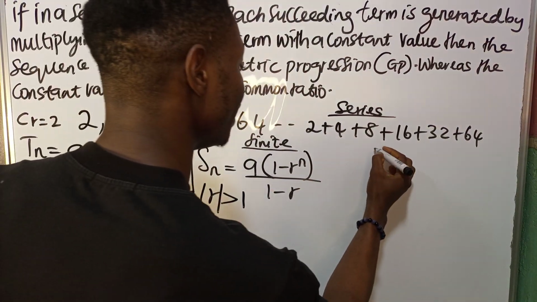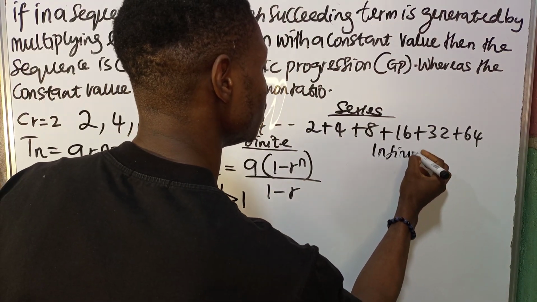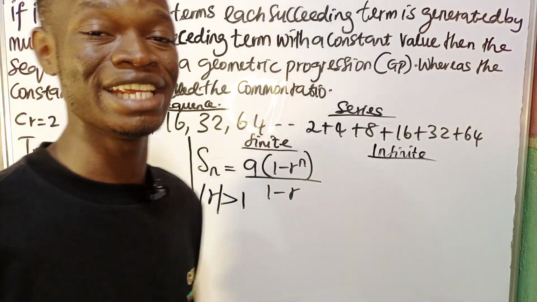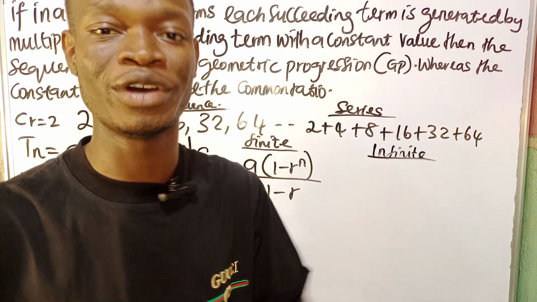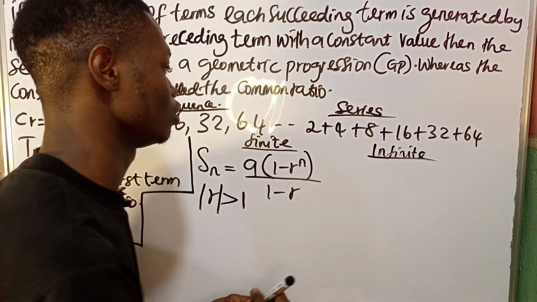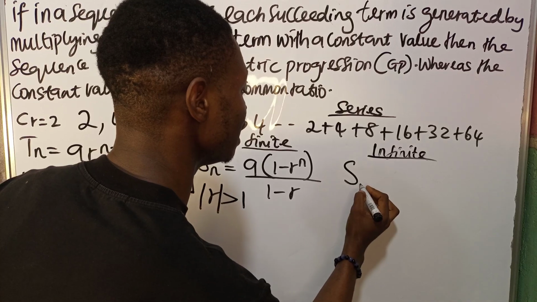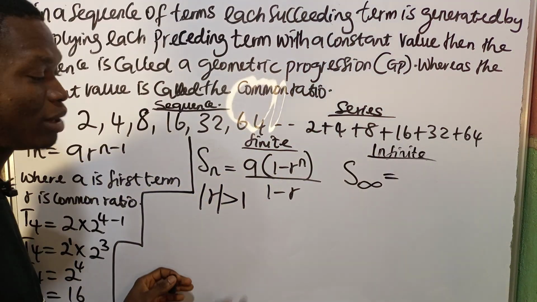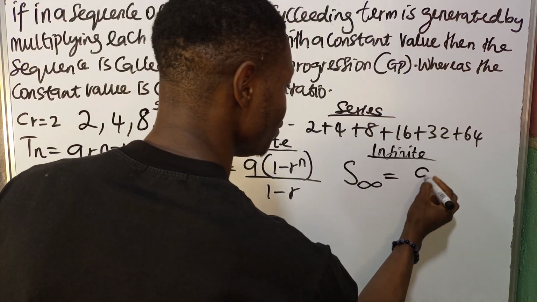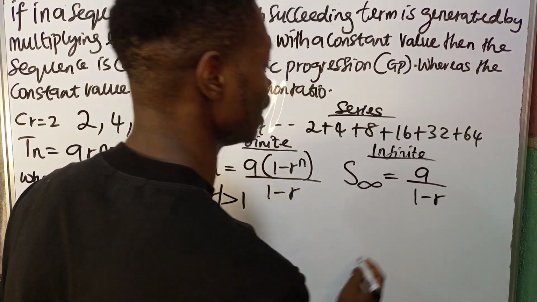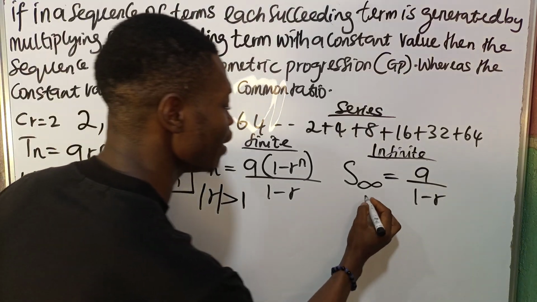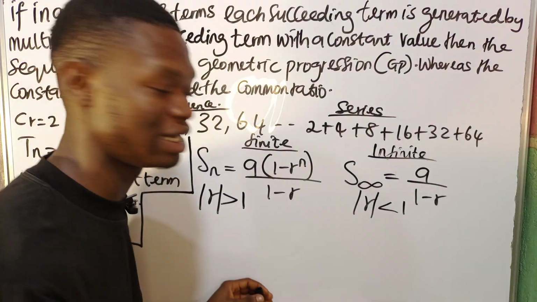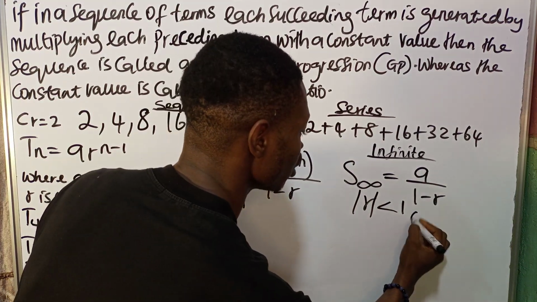Now, for infinite, I told you in Latin it's called ad infinitum. It does not have an end, forever and ever. So now it is denoted as S infinity, which equals the same formula but you're going to cancel this one, so it will now be a all over 1 minus r. So that's the formula. If the absolute value of r is less than 1, the series converges.